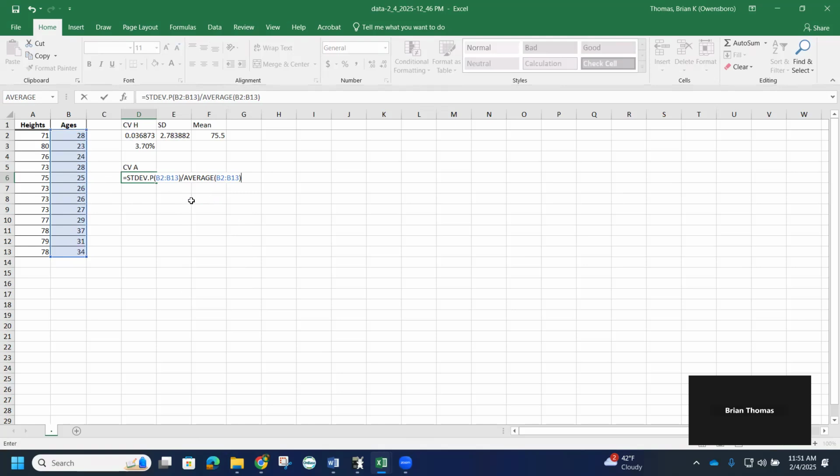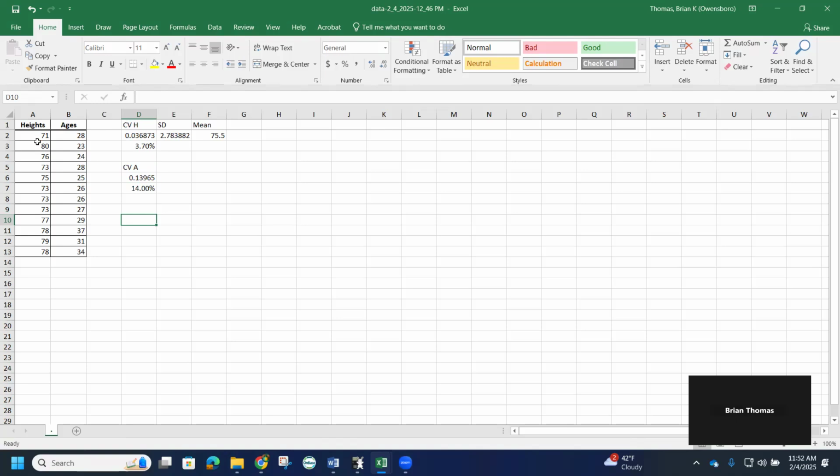So if I hit enter, then it should go ahead and give me my coefficient of variation for my ages. And if I go two decimal places, it's going to be 13.96 or 14.0% if I round it to a tenth of a percent. I can't really remember where they rounded on these, so I apologize for that. But we can see from this that there is clearly more variation with the ages than there is with the heights.